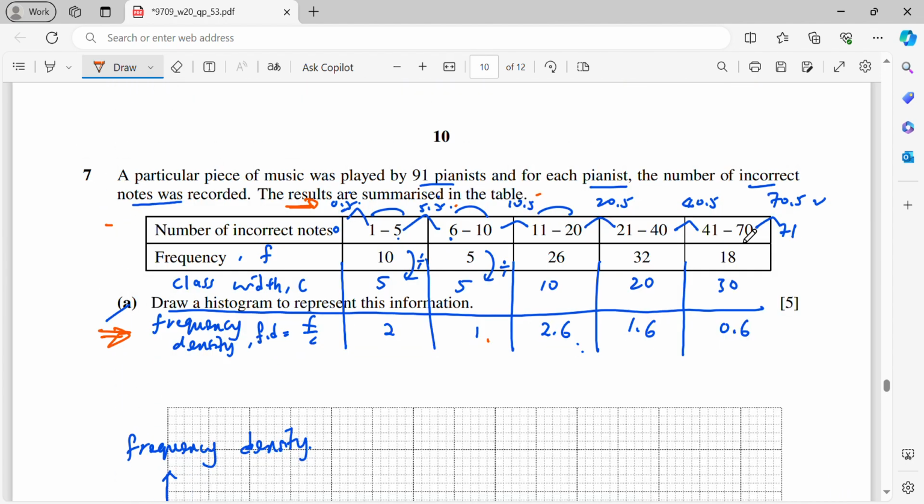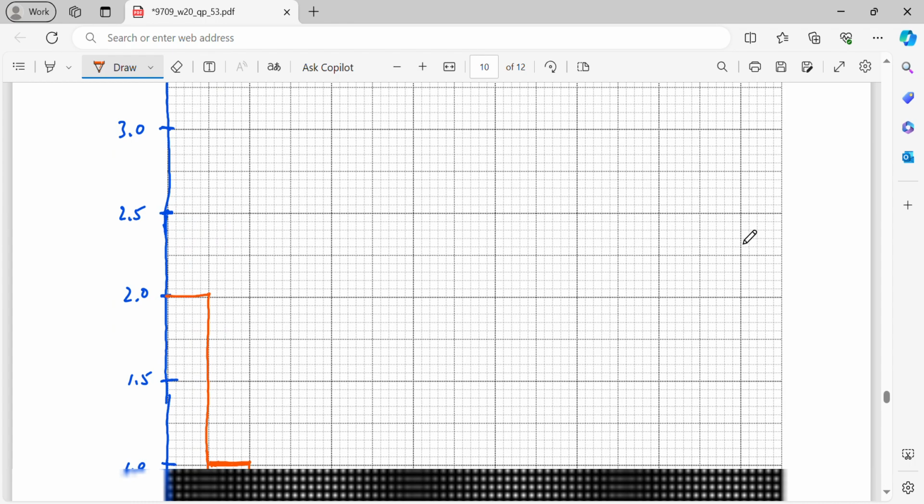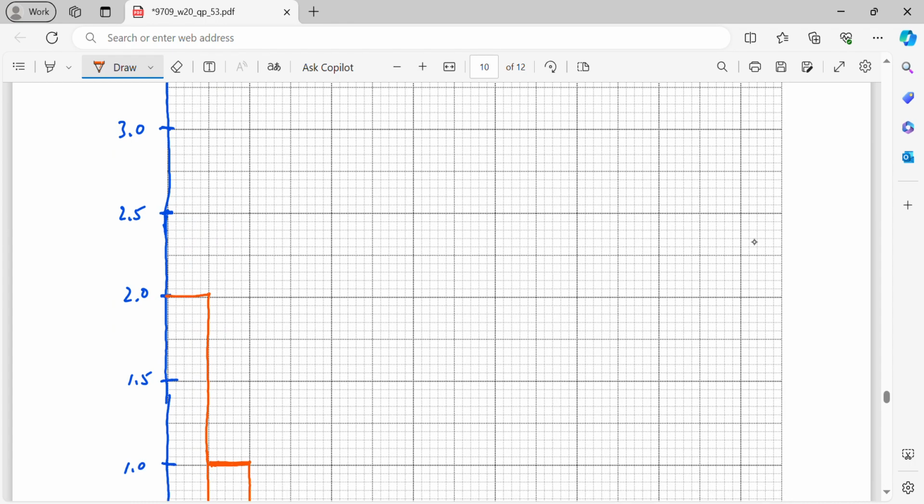Okay, then the next one is going to be 10.5 to 20.5. The height is 2.6. So 2.6, this is 2.5, 2.6 is over here, until 10.5, until 20.5. So please draw all these histograms using a ruler.